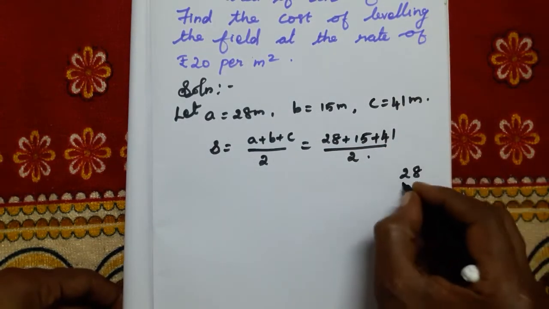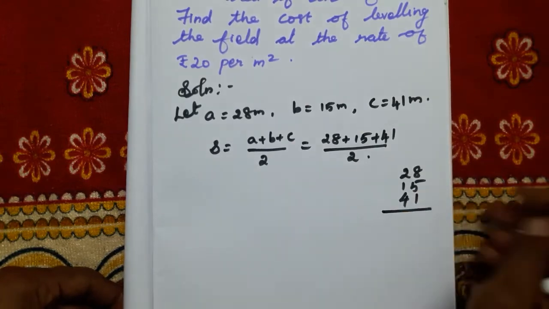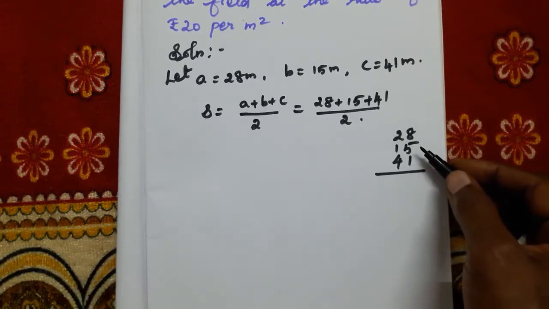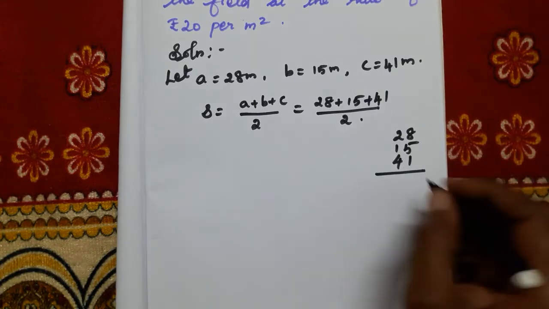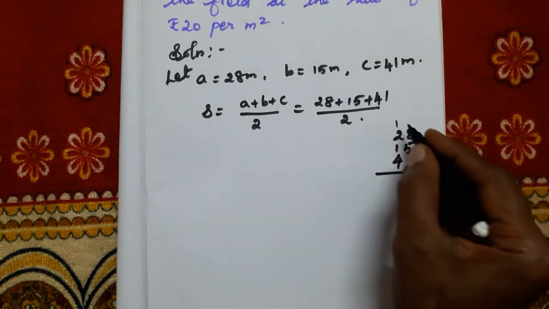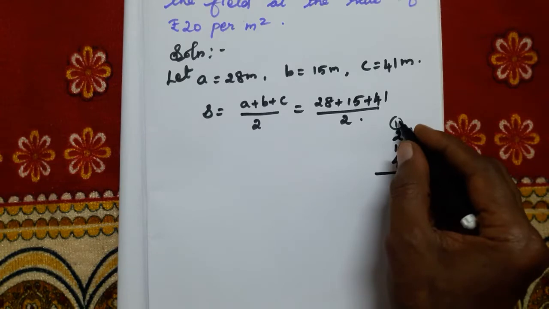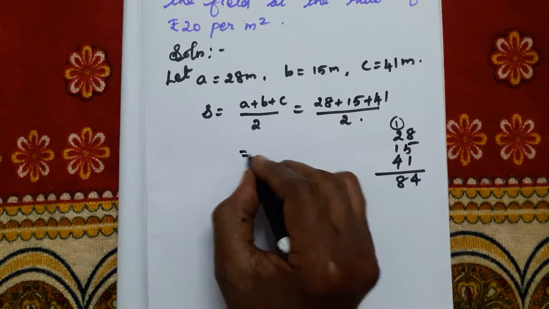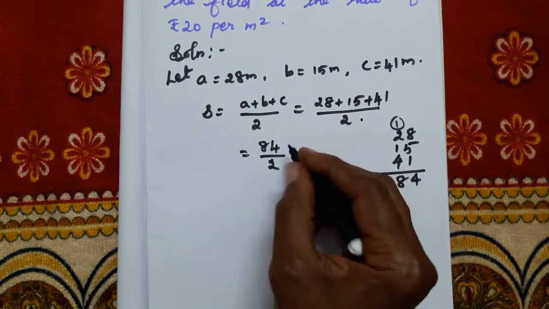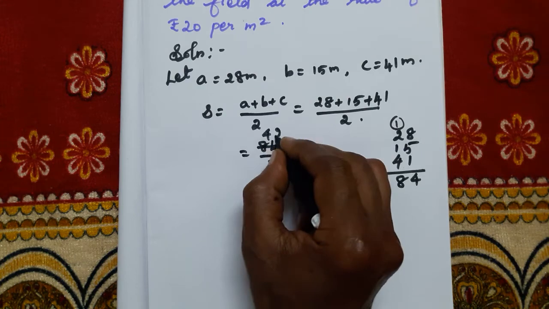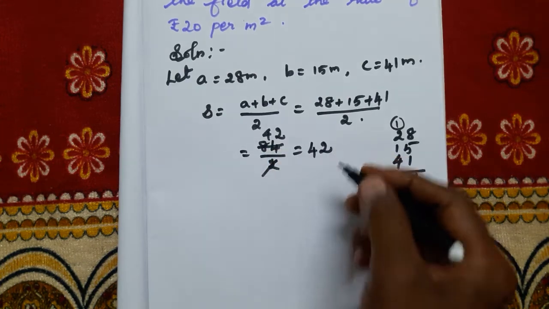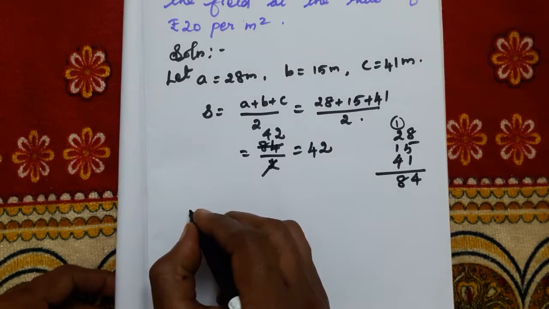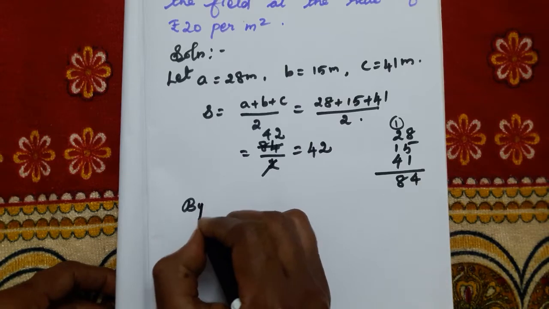Here 28, 15, 41. When we are adding, 8 plus 5 is 13, 13 plus 1 is 14. 2 plus 1 is 3, 3 plus 1 is 4, 4 plus 4 is 8. So 84. It is equal to 84 by 2, which is 42. S is equal to 42. Next, what is the area of the triangle? By Heron's formula.